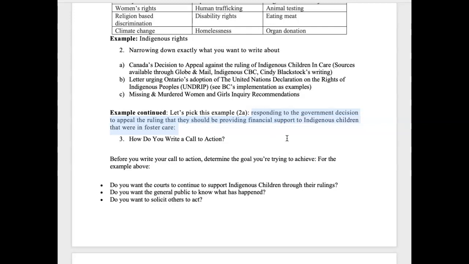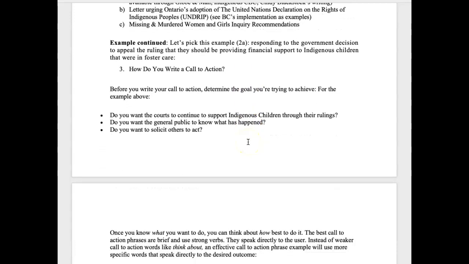So step one, figure out your topic. Step two, narrow it down. And then step three, let's get to writing. How do you write a call to action letter? So it's very important that you decide what action you want from the letter. It's called a call to action letter. So what is the action that you want the person or community or audience hearing or reading the letter to take? And here's some examples here.